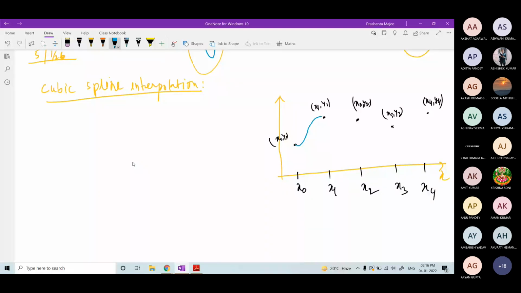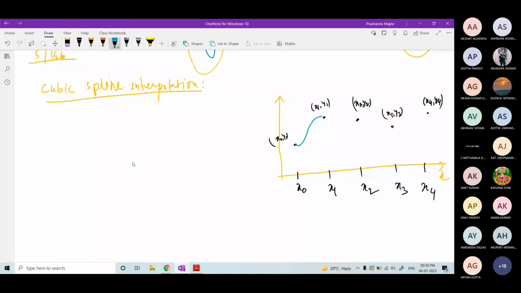Next data x1, y1 and x2, y2 will be connected by again a third degree polynomial. So it will be another polynomial of degree 3. Suppose that is P2(x). So it will be a third degree polynomial. Two ups and downs will be there. This is P2(x). Again, x2, y2, x3, y3, we will be connecting this data by a third degree polynomial.